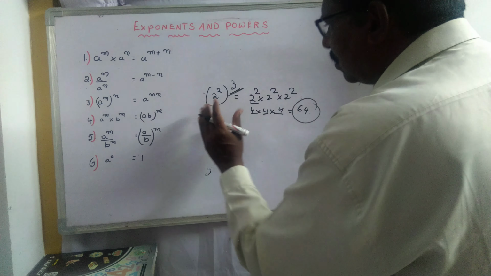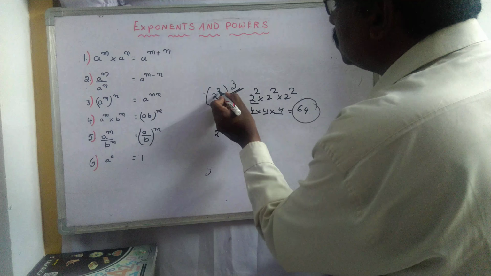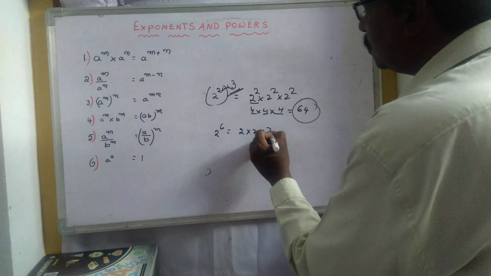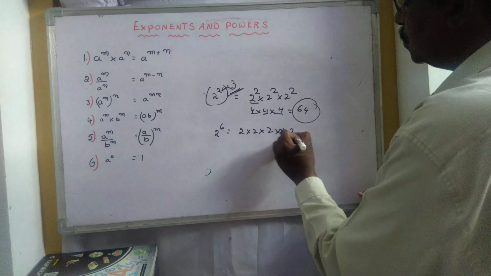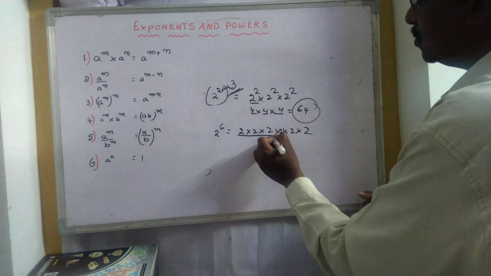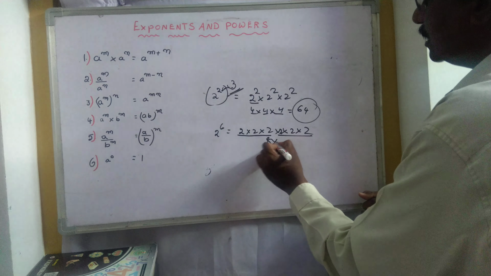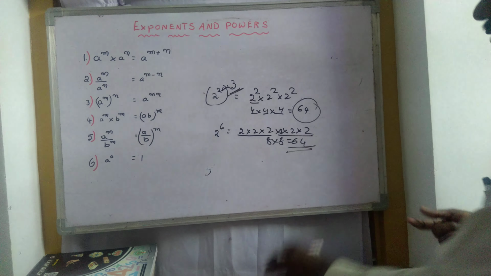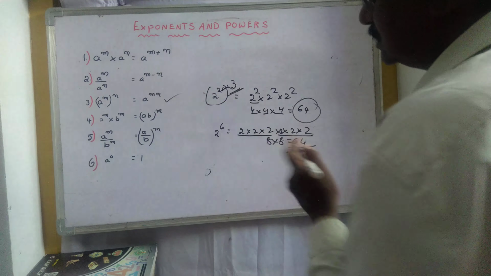Then you write the formula, 2 to the power of 2, 3s are 6. You have to write 2 into 2 into 2 into 2 into 2 into 2. 2 2s are 4, 4 2s are 8, 8 8s are 64. Here also, the same answer. So you can write like this.